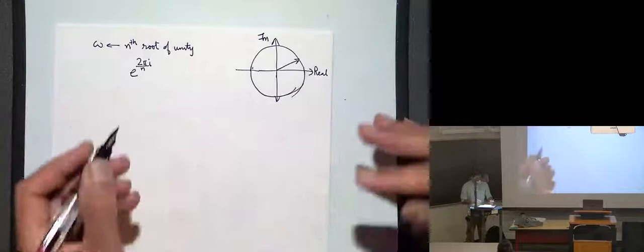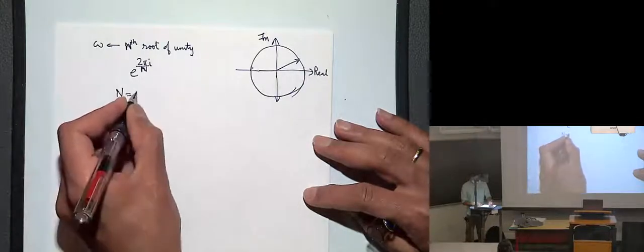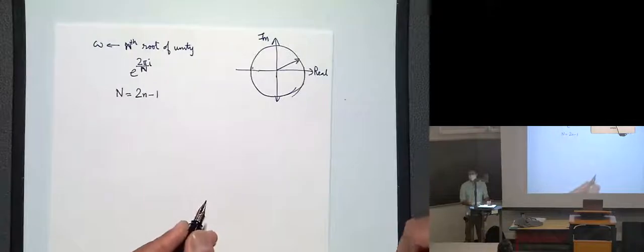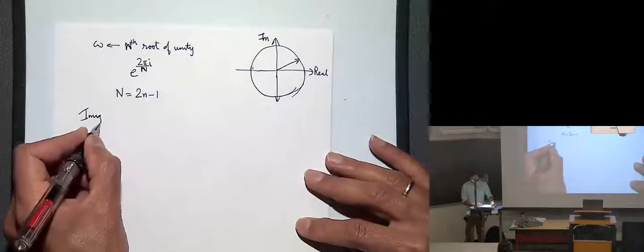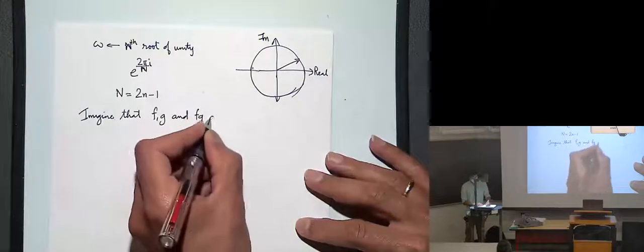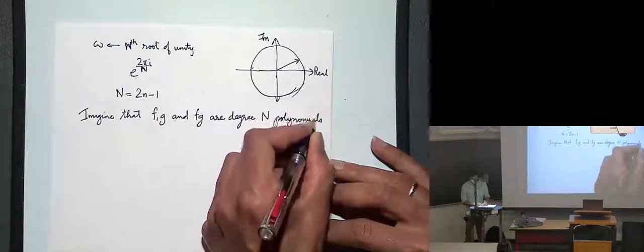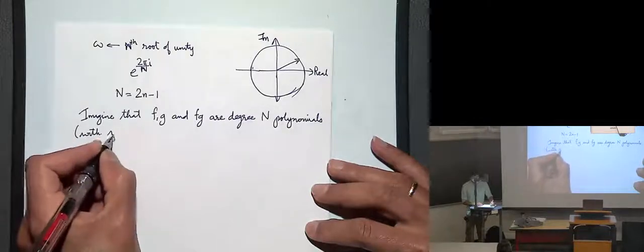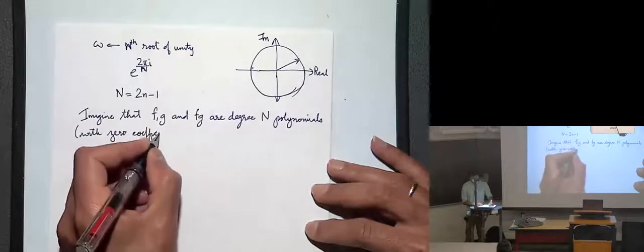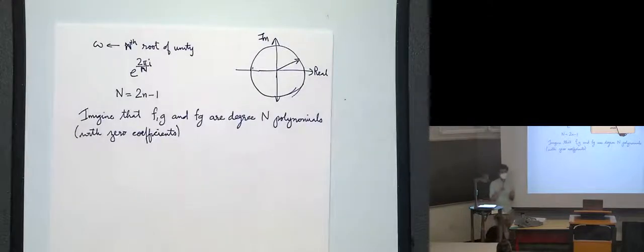So technically, I'm going to say it's capital N. And capital N is actually going to be something like 2n minus 1. So what I'm going to imagine is that f and g are degree N polynomials with 0 coefficients. This is simply saying that instead of thinking of f and g as having degree little n, I could think of them as having degree capital N just by making all the other coefficients 0. It's just going to be easier for me to think about that.